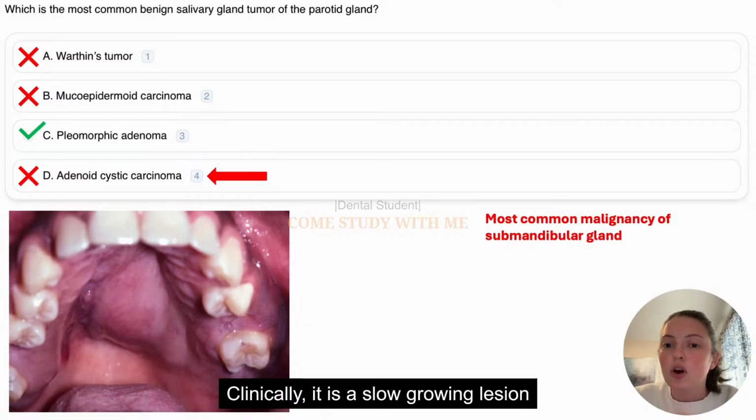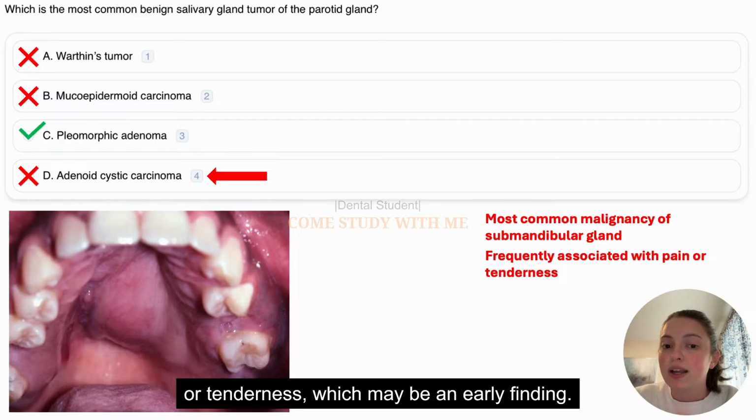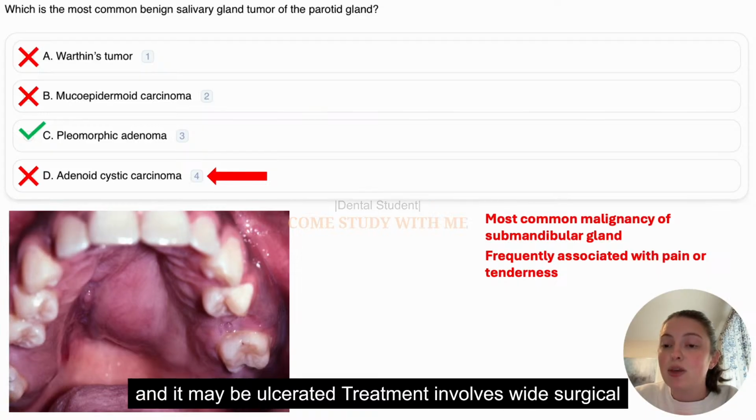Clinically, it is a slow-growing lesion that is frequently associated with pain or tenderness, which may be an early finding. So it's not something that we saw with these other lesions really, but this is normally associated with pain. The pain can be lancing and constant, and NSAIDs and acetaminophen do not help the pain. The lesion is also variably firm, is usually poorly demarcated on palpation, and it may be ulcerated.